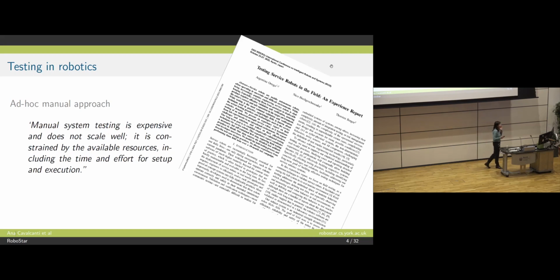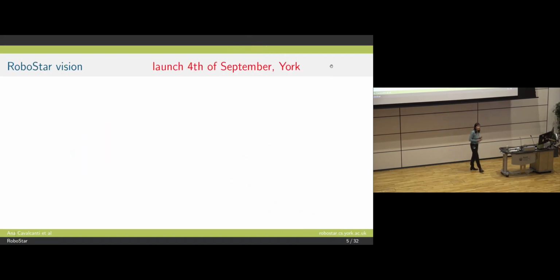But more than that, manual system testing is expensive and does not scale well. It is constrained by the availability of resources, including the time and the effort for setup and execution. So manual testing is the standard approach where people sit and start thinking up, what am I going to test? And then they create by hand lots of tests following we don't know what, okay? So the RoboStar vision is that we can do better than that.